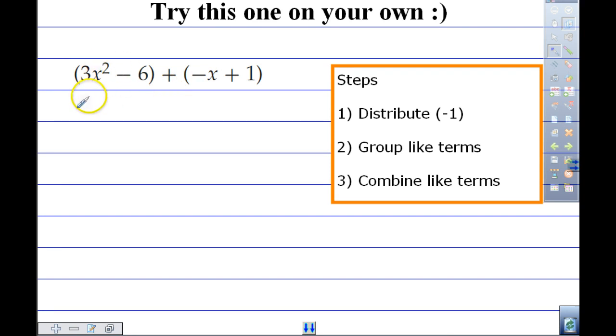Alright, so we get what? 3x squared minus x minus 5? Yeah. And notice how I wrote it in descending order. I put the x squared first, then the x, then the number. Try to do that just as a habit. Highest exponents first, and then count down.